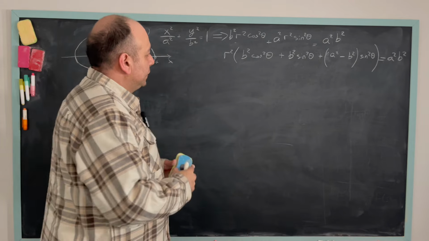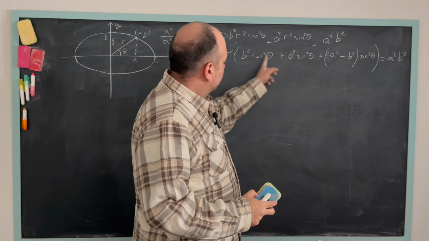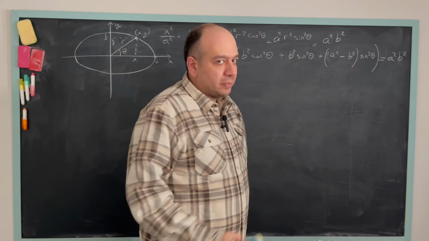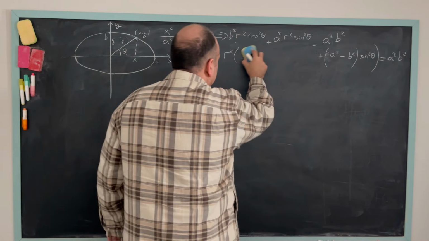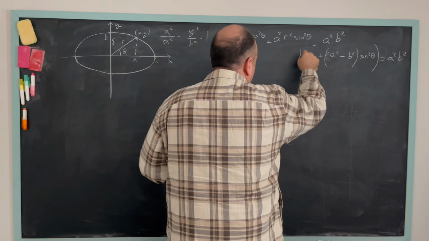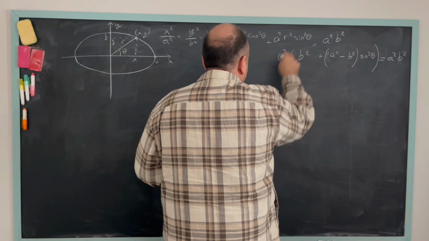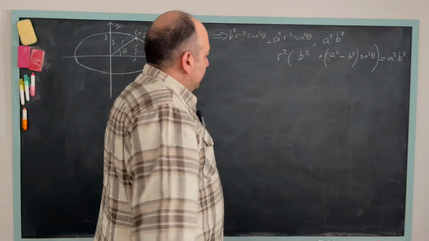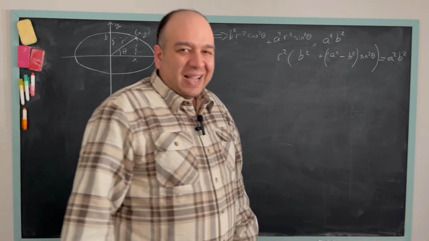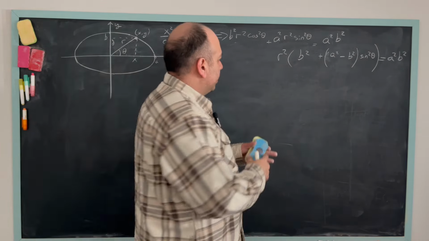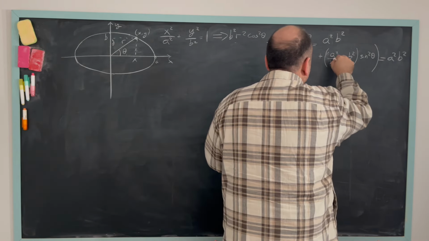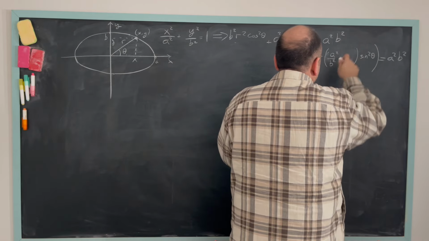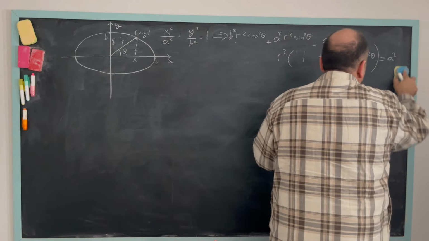This is good. But what is this? B square cosine square plus b square sine square. It's just b square, right? Because sine square plus cosine square is 1. So this is just b square. There is an r square here. Okay, at this point, I'll divide everything with b square. So this just gives me 1. This is nothing but a square over b square. So this is a minus 1, and this is just a square.